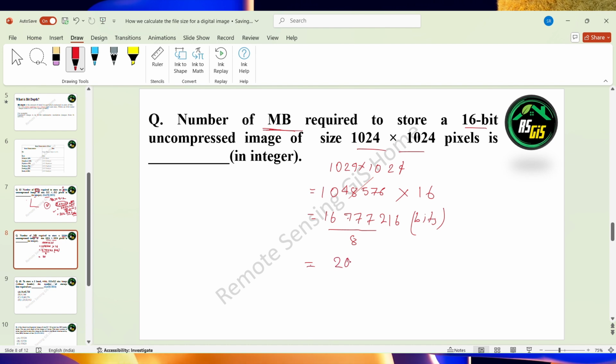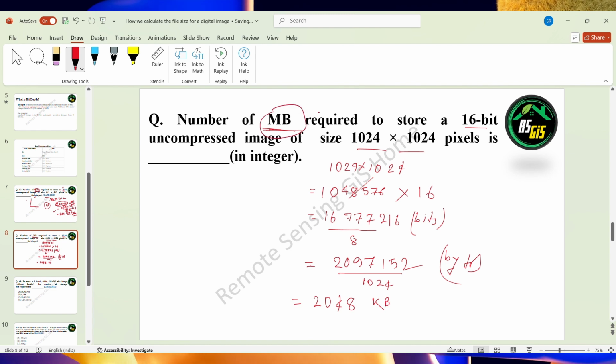Okay, so we get the value 2097152. So this is the value we get in the form of bytes. After bytes, we can convert it into kilobytes. But here you have to remember, to go from bytes to kilobytes, you divide by 1024. Okay, 1024. And we get the value 2048. So this is the KB. Okay, this is the value in KB.